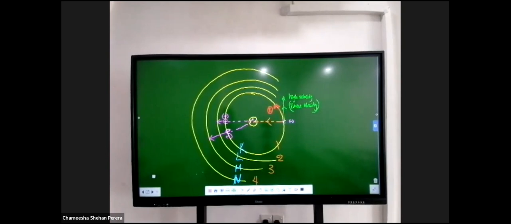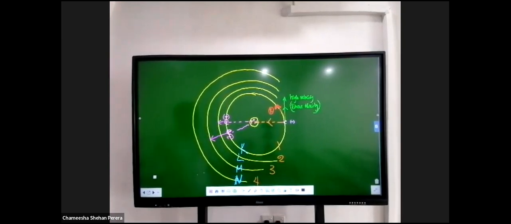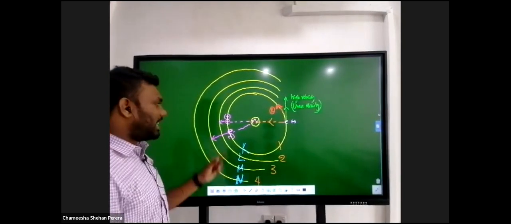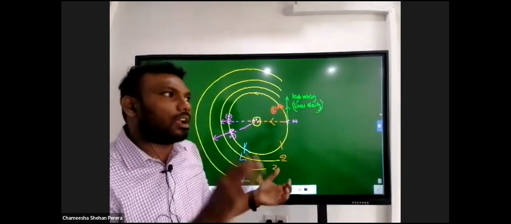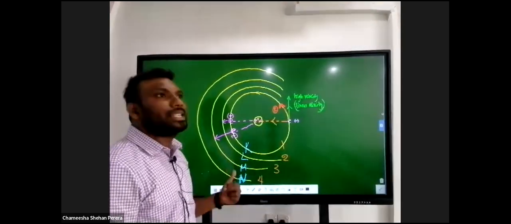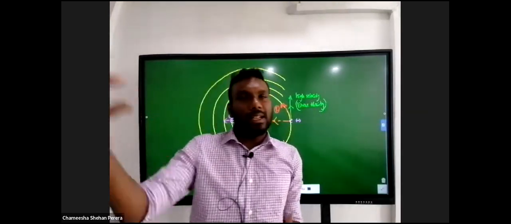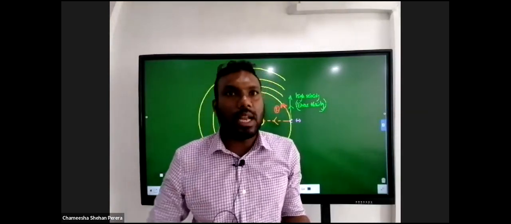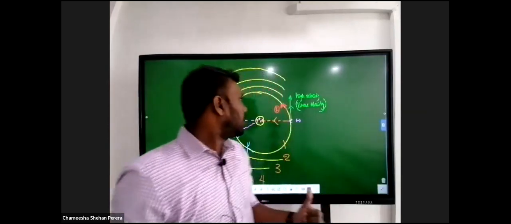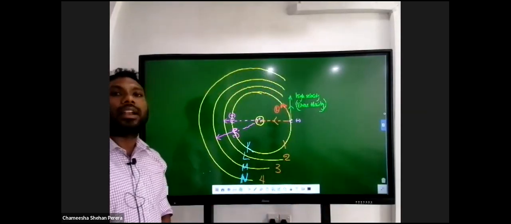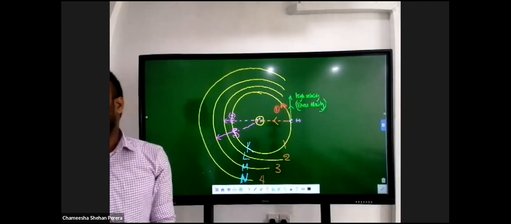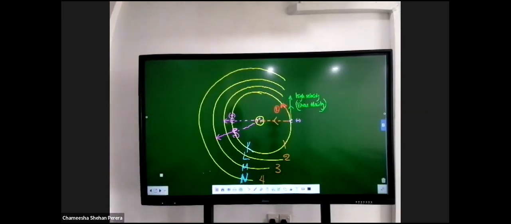Even here, it's like a balloon that goes up but comes back down again. So this electron got energy from somewhere, escaped from the first energy level and went to the third energy level. But if it loses the extra energy it got from outside, it will come back again to the ground level. Can you understand that part? Put up your hand, those who can understand that part.